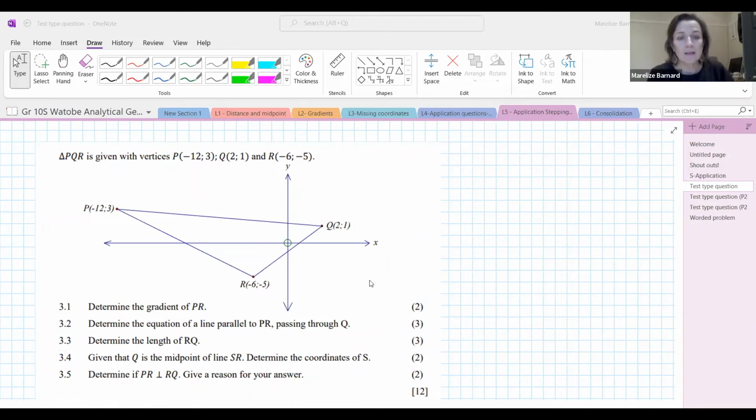And then the last one, we're going to determine if PR is perpendicular to RQ. Okay, I'm going to leave you for a while with this. We'll check back in about 4 minutes to see where everyone is with 3.1, 3.2, and 3.3. I'm leaving the whole question up so you can work on it if you're working fast.